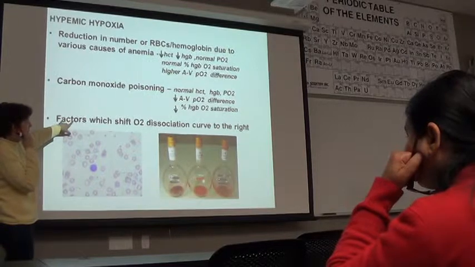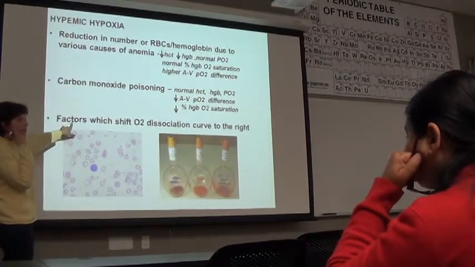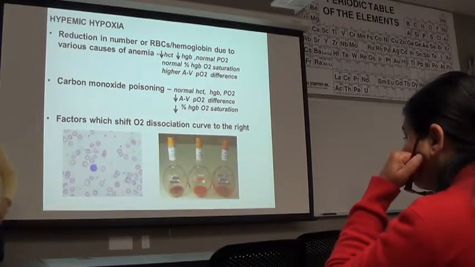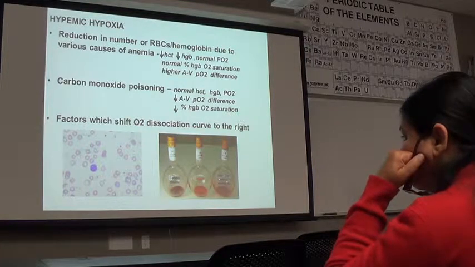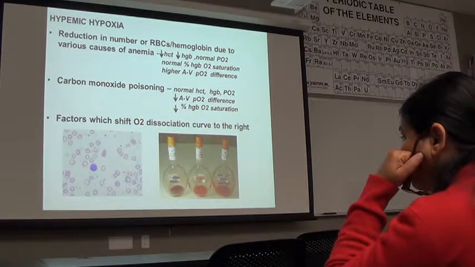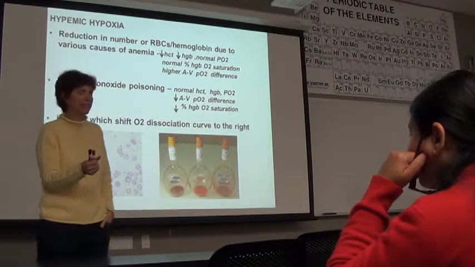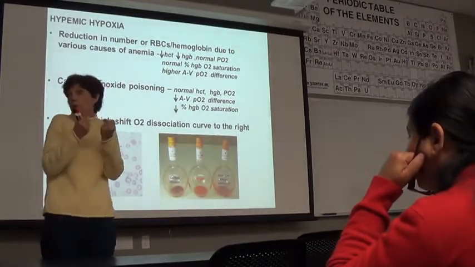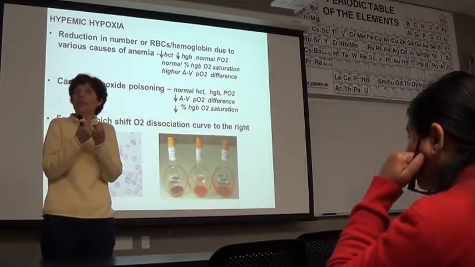So any other factor that shifts the oxygen? Let's say we have a guy who, through some genetic disorder, has a high amount of fetal hemoglobin. He's still making fetal hemoglobin instead of adult hemoglobin. What's the difference between fetal hemoglobin and adult hemoglobin? Does fetal hemoglobin shift our oxygen dissociation curve to the left or to the right? To the left, which means it's going to hold on to the oxygen longer.